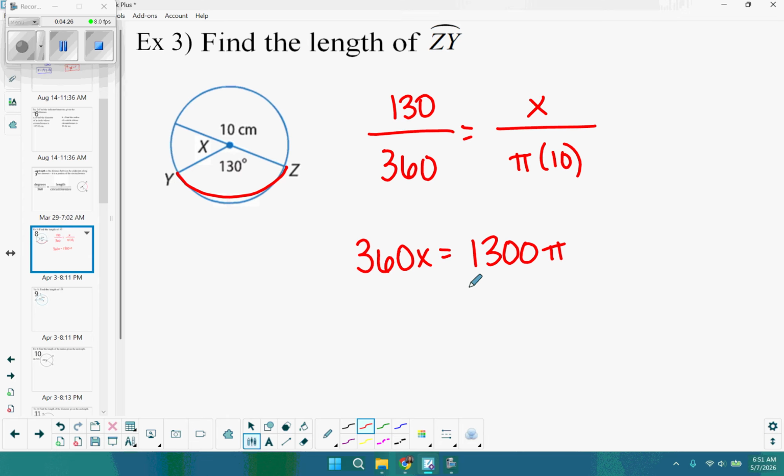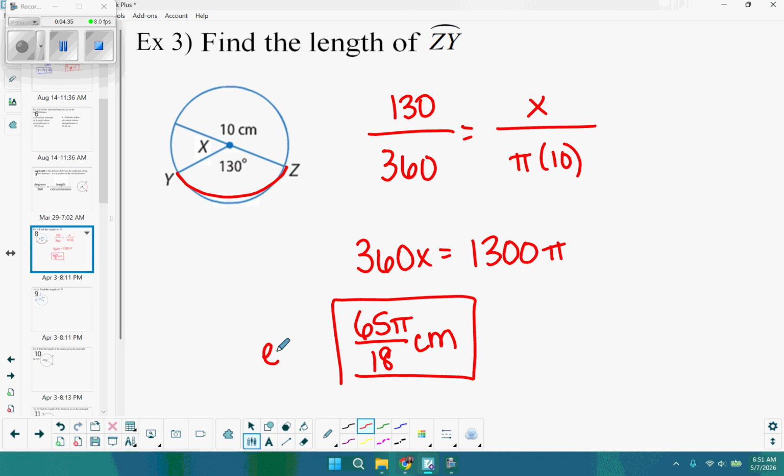So that'd be 65 over 18. So this answer would be 65 pi over 18 centimeters. That would be exact. If I wanted approximate, it's fine to turn 1300 times pi into something. Every calculator has a pi button, which we should be using to get the most precise answer.